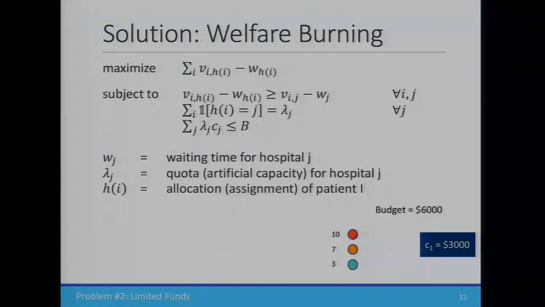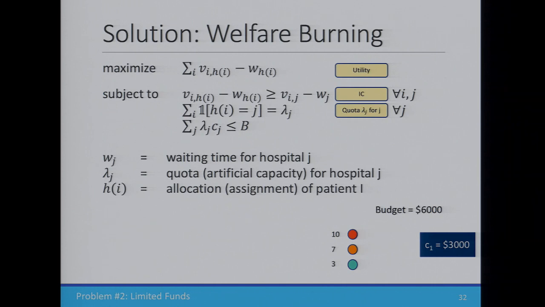Okay, so the problem up here is to maximize utility, because instead of payments, we have wait times now. So it's just value minus wait time for your assignment. Subject to incentive compatibility, because these are strategic agents, you should prefer your hospital to any other hospital. This one says that the quota lambda J for hospital J is exact. And finally, since you're paying lambda J patients at hospital J with a cost of C J, this should not exceed the budget. So this is the optimization problem we're trying to solve here.